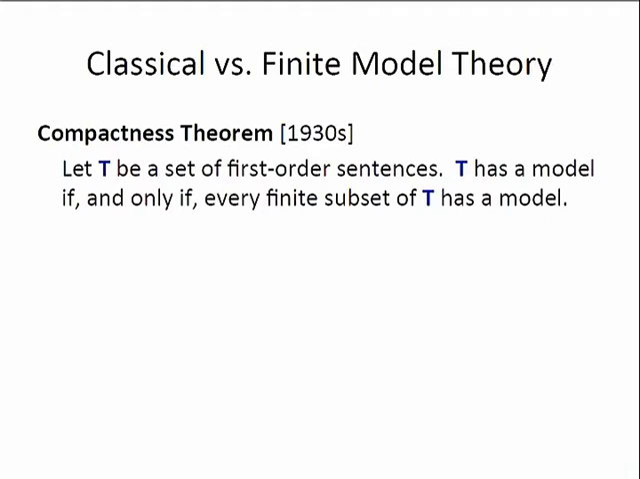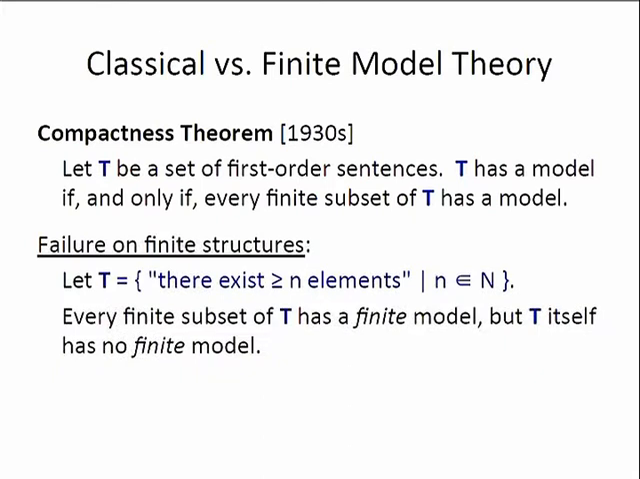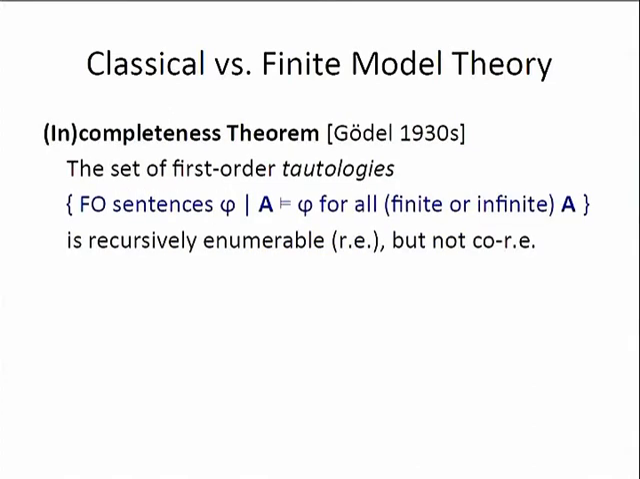The compactness theorem says that if you have a theory T, a set of first-order sentences, then T has a model if and only if every finite subtheory, every finite subset of T, has a model. And this fails on finite structures, which is easy to see by the following example. If T consists of the set of sentences saying there exist at least n elements in the universe, then every finite subset of T has a finite model, just any large enough finite set. But T itself has only infinite models. So this shows that the compactness theorem fails on finite structures.